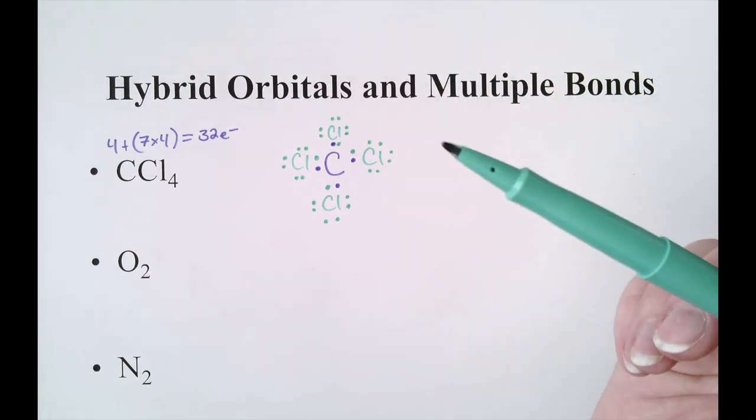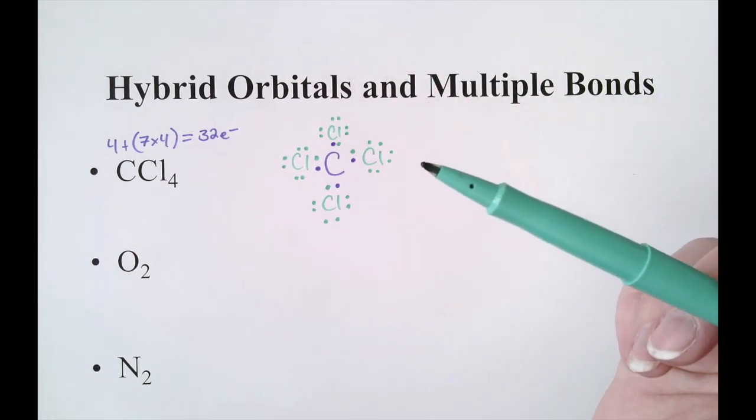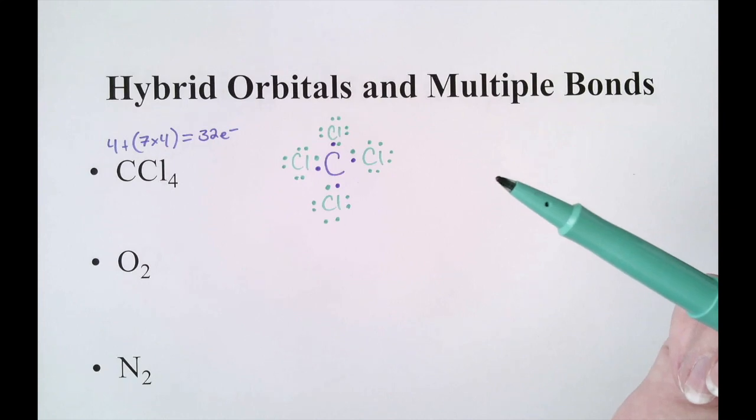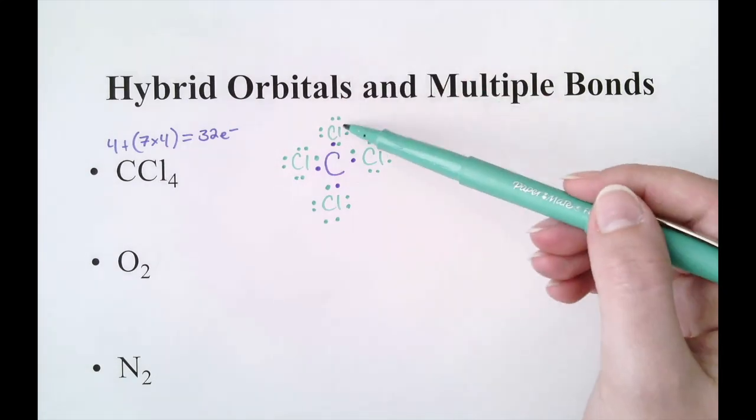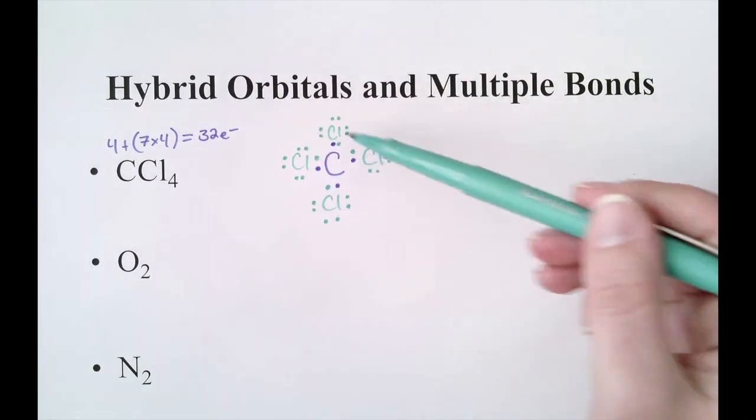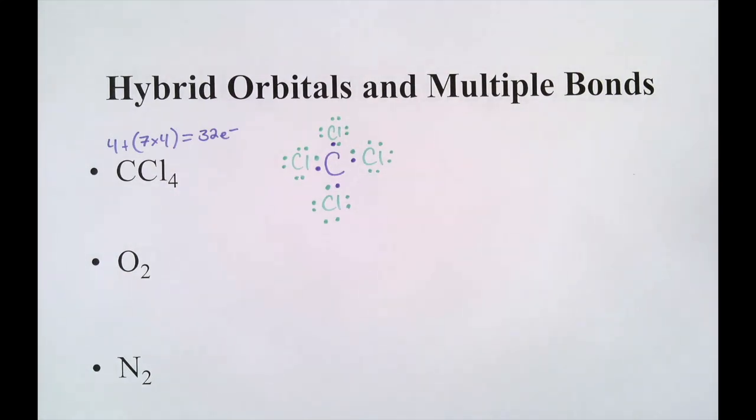To double check to make sure we did it right, we should make sure all of our atoms have 8 valence electrons. 8 around each of our chlorine and 8 around carbon. So that checks out.